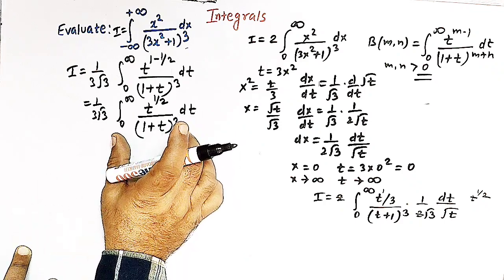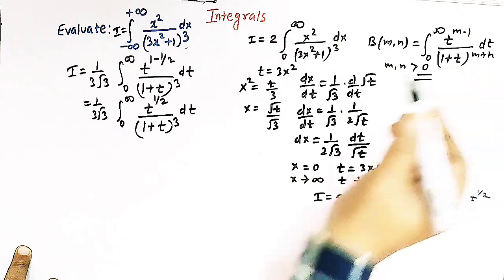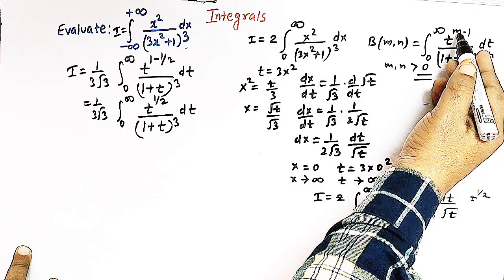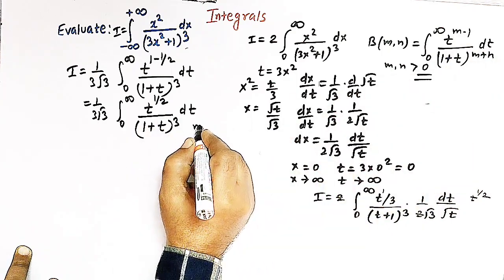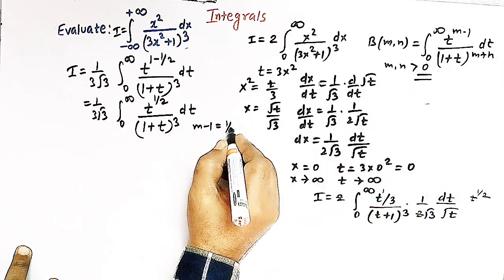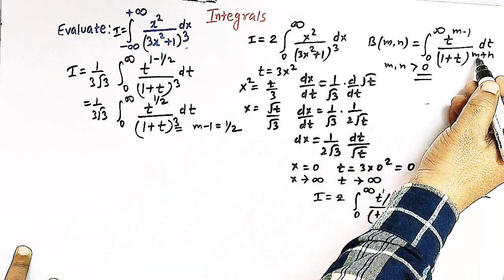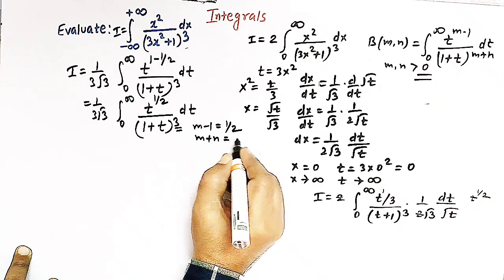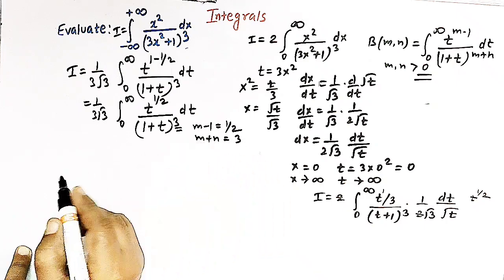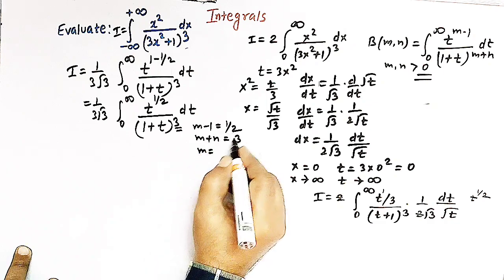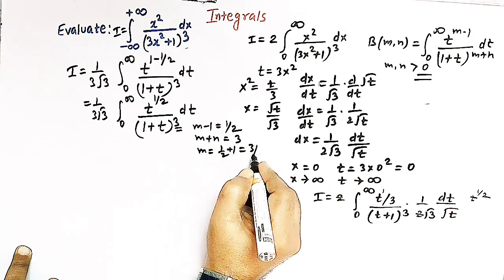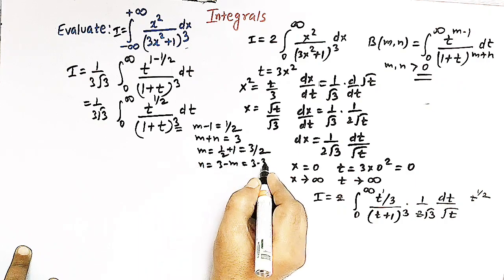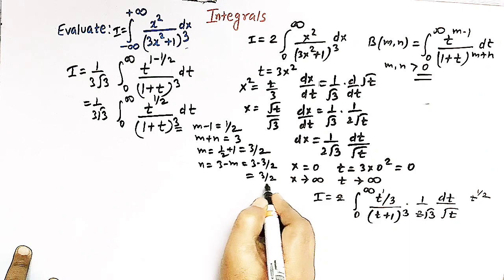So now let us compare this integral with this one, right? So here we have t raised to half, and here we have m minus 1. So let us write m minus 1 is equal to half, and here we have 3, and here m plus n is equal to 3, right? So we can now find out the values of m and n. So m is given by half plus 1, that is 3 by 2, and n is given by 3 minus m, that is 3 minus 3 by 2, that is 3 by 2, right?